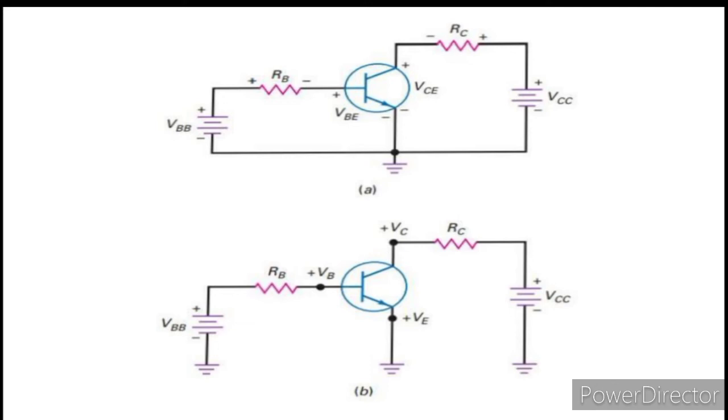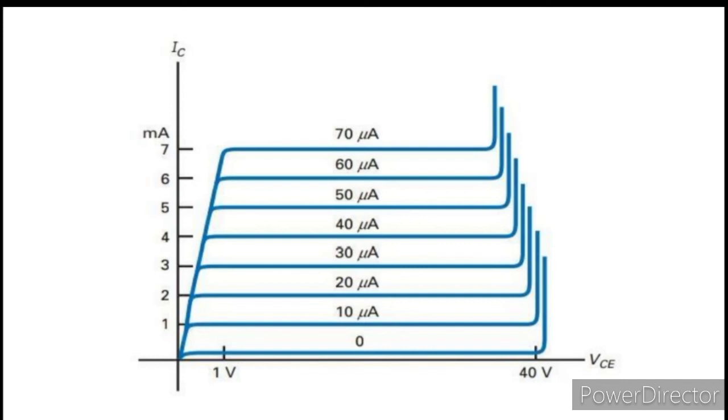The circuit has two loops: the left loop is the base loop and the right loop is the collector loop. These are the connections of the common emitter configuration. Now the transfer characteristics of the transistor, that means the transfer IV characteristics. The curve shows different regions where the action of the transistor changes. First, there is a region in the middle where VCE is between 1 and 40 volts.